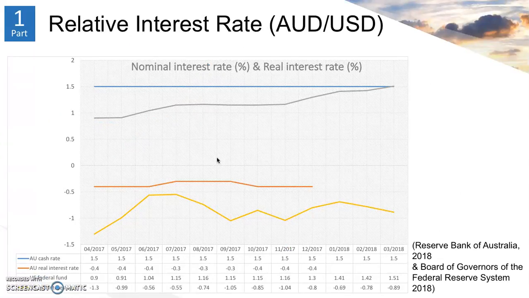The AUD would be expected to appreciate against the USD. Secondly, we will talk about the relative interest rate. According to the Reserve Bank of Australia and the Board of Governors of the Federal Reserve System, we collected the data of cash rate and federal fund.